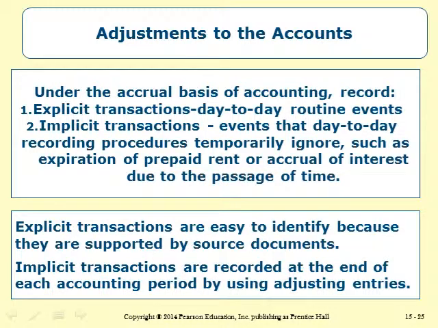So explicit transactions are easy to identify because they record market transactions, exchanges of goods and services between the entity and another party. They're generally supported by source documents, clear evidence of transactions, such as sales receipts and purchase invoices.